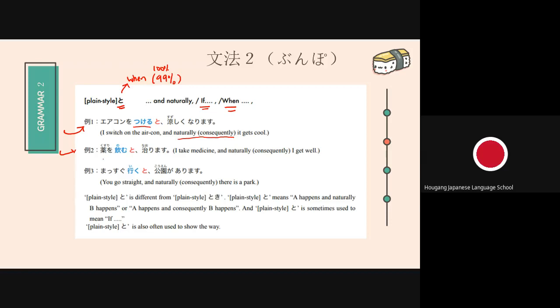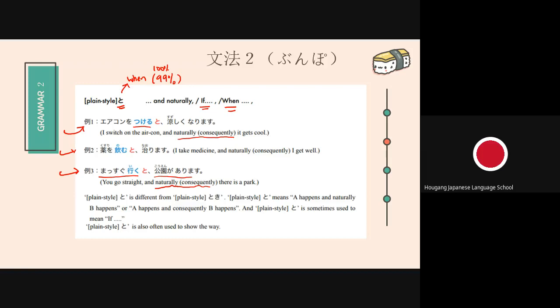Okay? Telling directions also should be an expected outcome, right? Massugu iku to koen ga arimasu. Okay? When you go straight, there is a park. Okay? See, they say naturally there is a park, or it should have a park there. Okay? You understand the difference between to and toki?